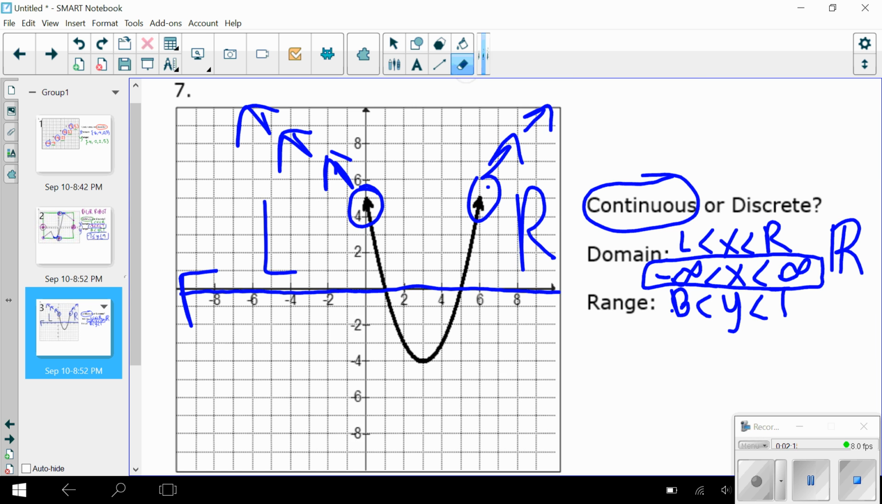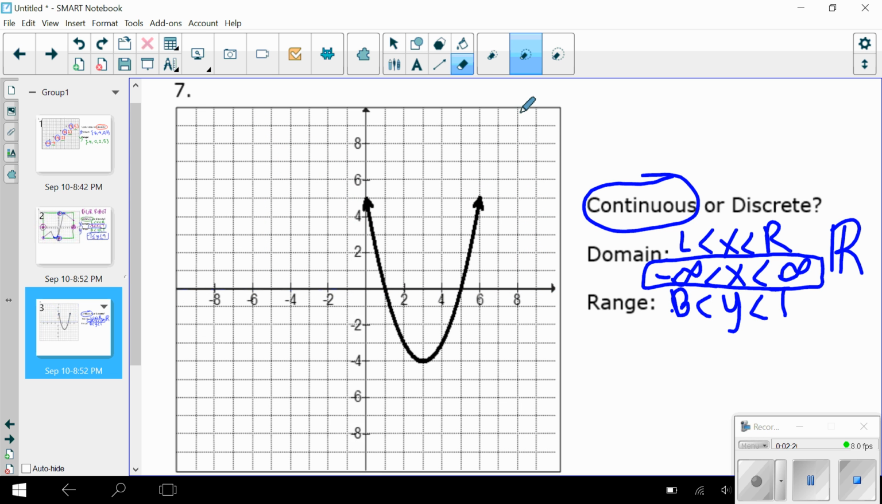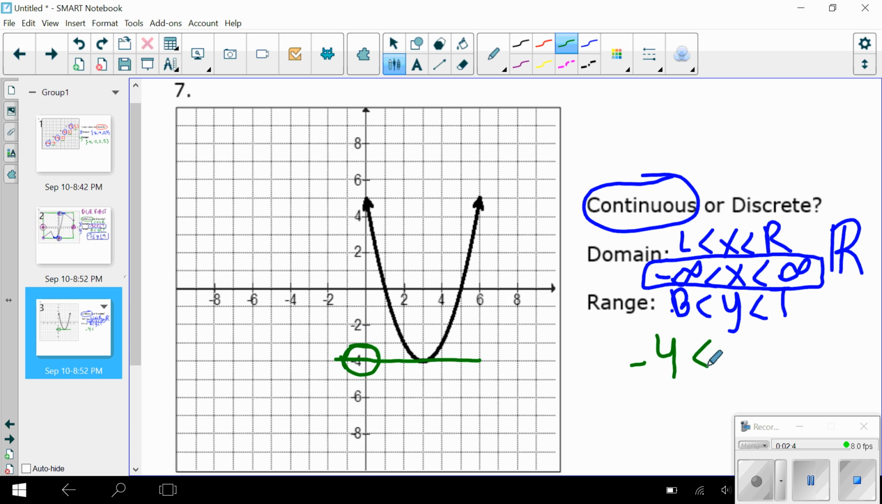Now let me erase this so we can look at the y's. The y values I read from bottom to top. I can draw a boundary line on this bottom because there's not an arrow down here. So what number is that hitting on the y-axis since I'm talking about range? It will be -4 is less than. Now, there's a curve on here. It's not an open dot, so I'll put the line. Y is less than. Here's my top.